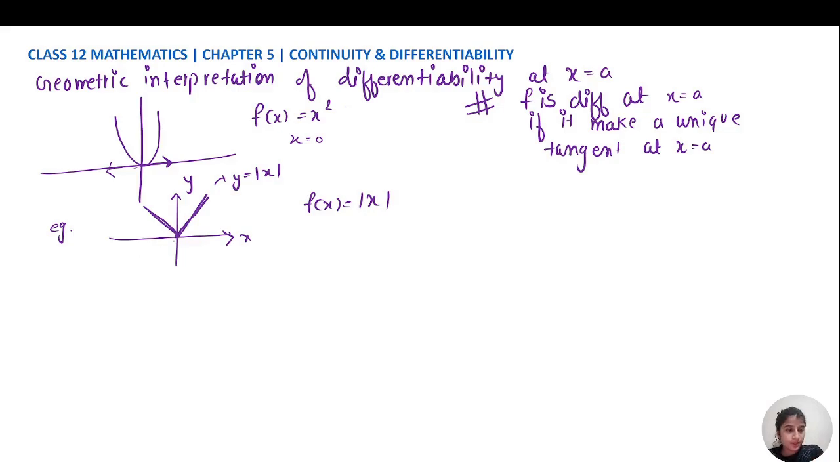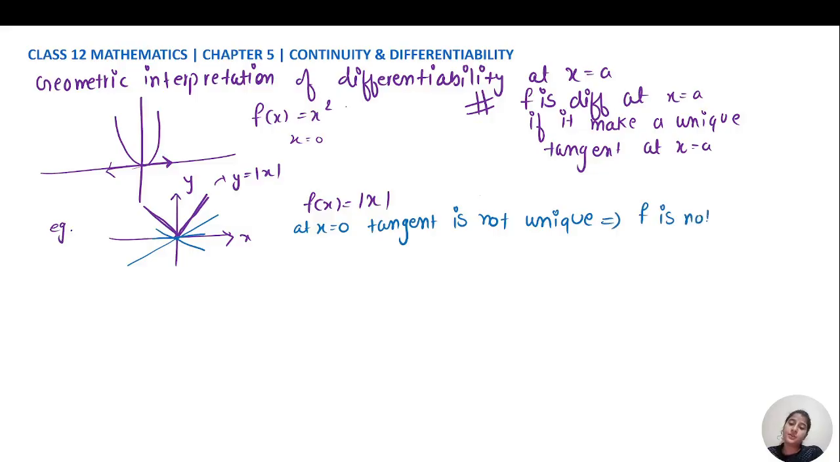But at x equals 0, we can make different tangents. Take this one, this is one tangent, this is another tangent, this is a third tangent. So at x equals 0, the tangent is not unique. If the tangent is not unique, this implies f is not differentiable at x equals 0.